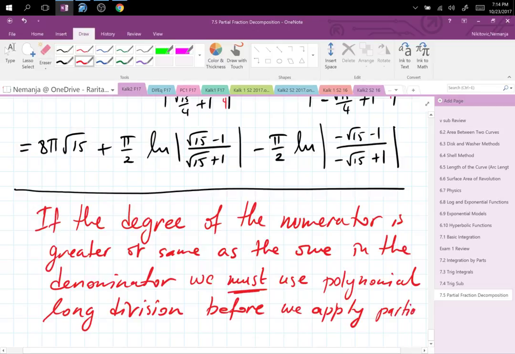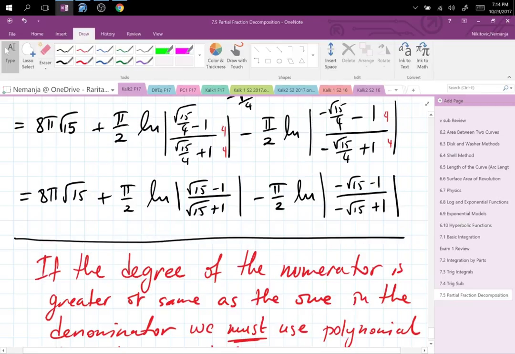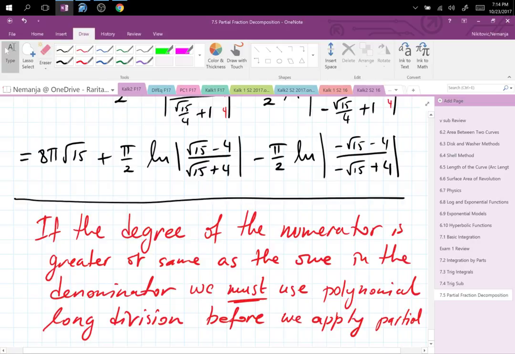Should those minus ones be minus 4 since we're multiplying by 4? Oh, yes. Good. Yes, yes, yes. All of these ones should be 4s. Good. Do what? All of these need to be 4s. Oh, I didn't finish yet, yeah.